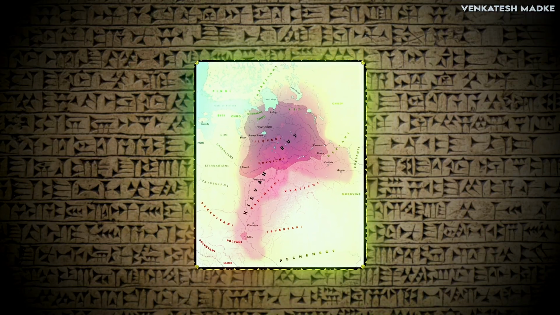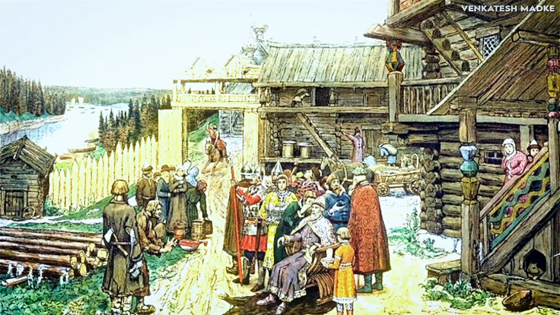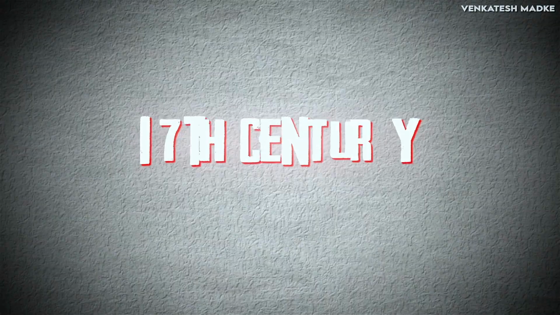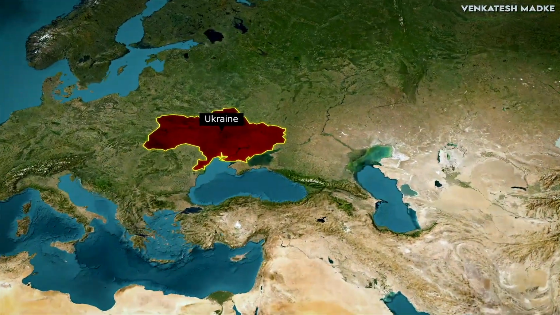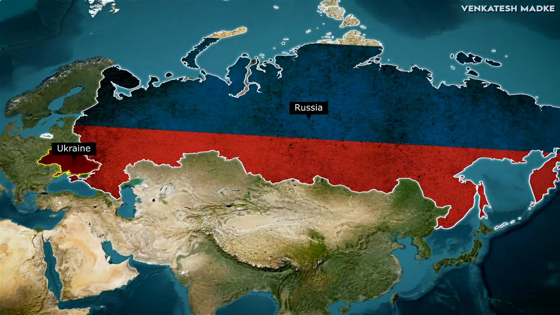The story began with the formation of Kievan Rus in the 9th century. This medieval state is considered the cultural ancestor of modern-day Russia, Ukraine, and Belarus. Fast forward to the 17th century, and we see Ukraine coming under Russian imperial control. This period marked the beginning of Russia's long-standing influence over Ukrainian affairs.